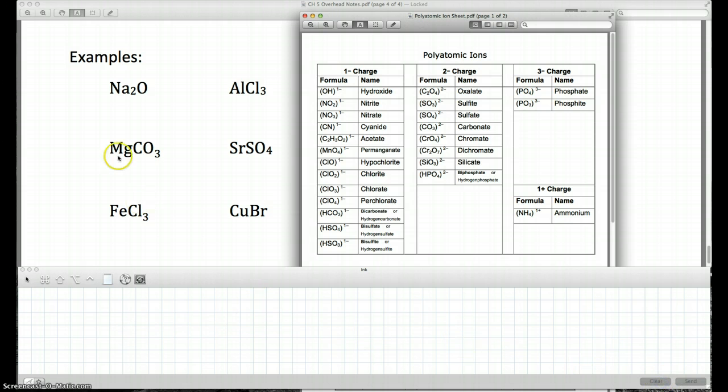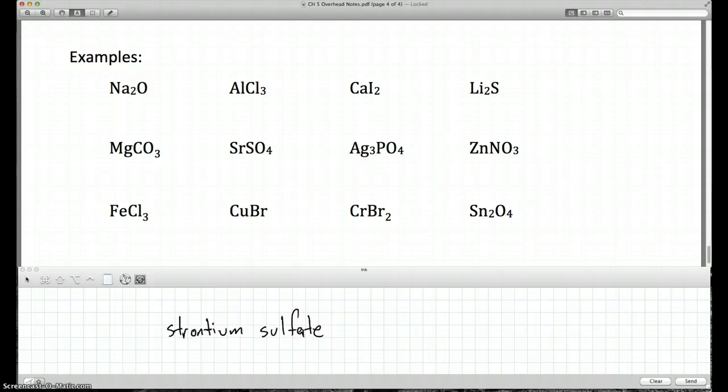Next one, if we look at Sr is strontium. And SO4, looking up here, SO4 is sulfate. So strontium sulfate. Again, never mess with any of the names on the polyatomic ion sheet. Why don't you do the next two here and pause the video, try them on your own, and then I'll put the answers up.